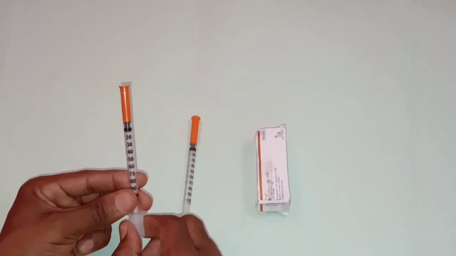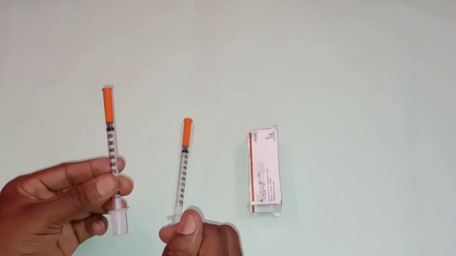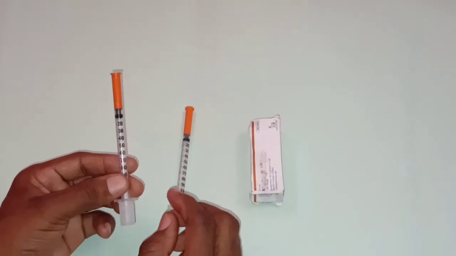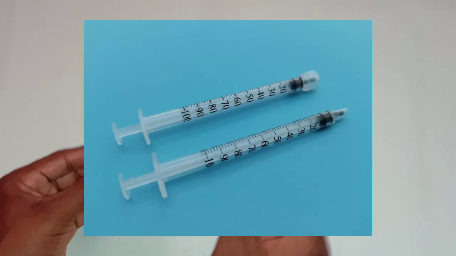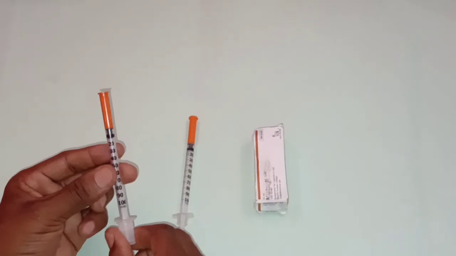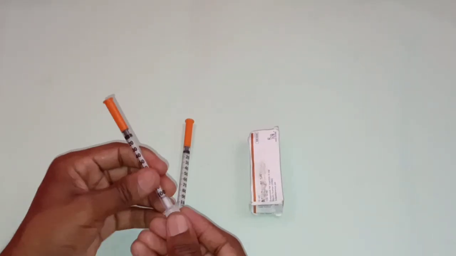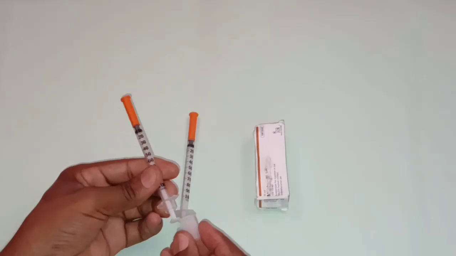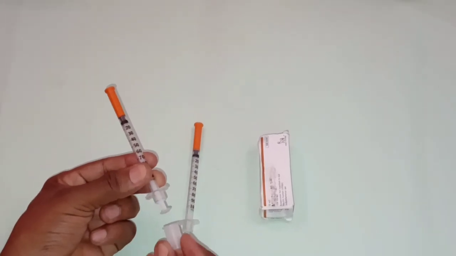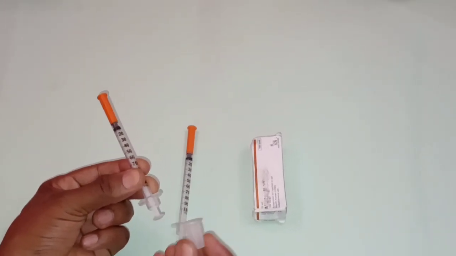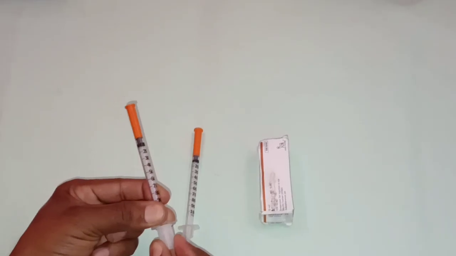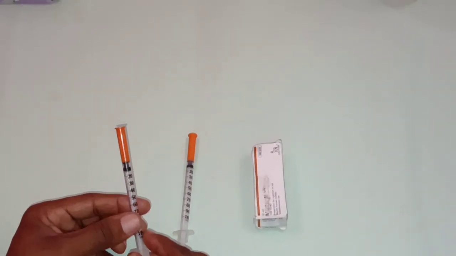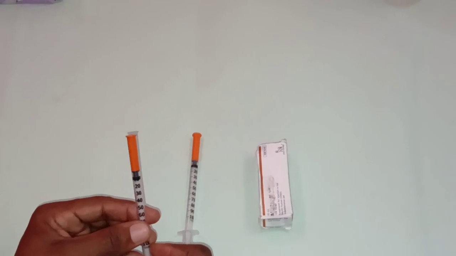So we have two types of insulin syringe: with a fixed needle or without the needle. The only difference is that the insulin syringe with a fixed needle has a plunger cap at the end, as you can see. So this is the plunger cap. That is the only difference between the insulin syringe with a fixed needle and the insulin syringe without the needle.